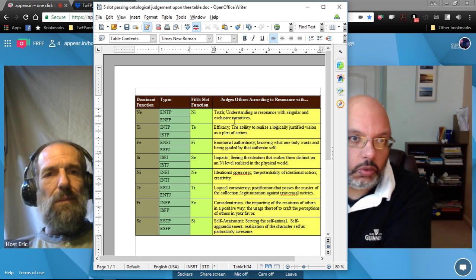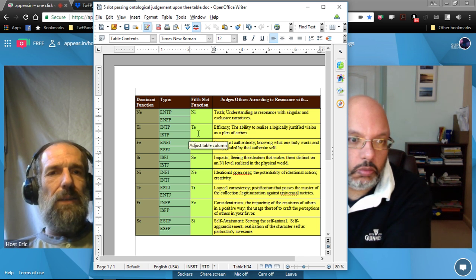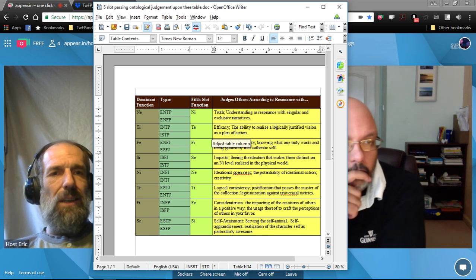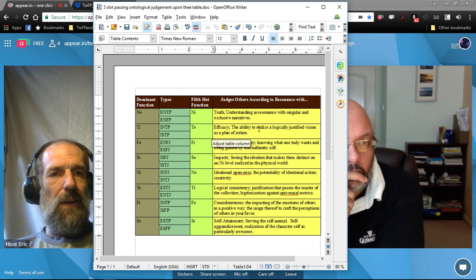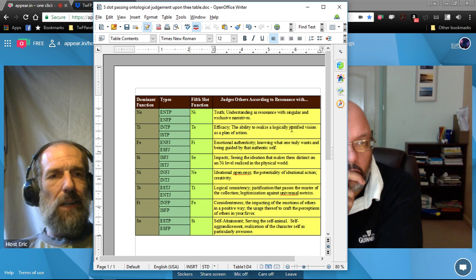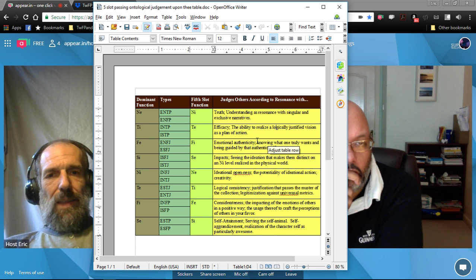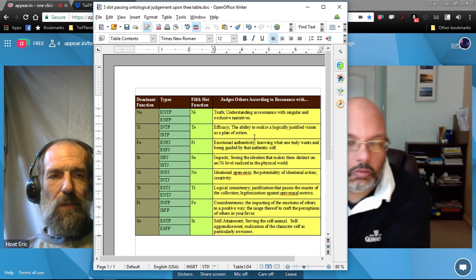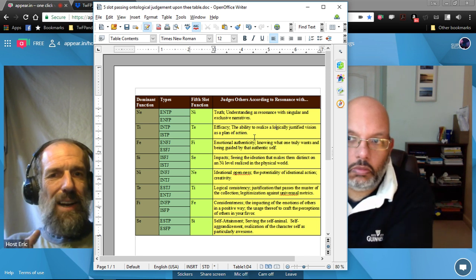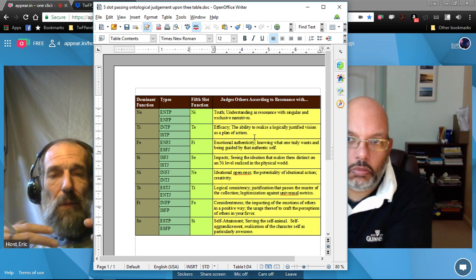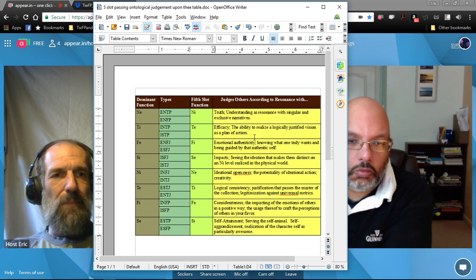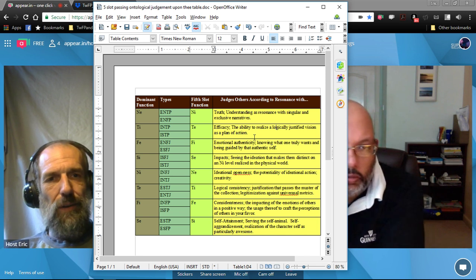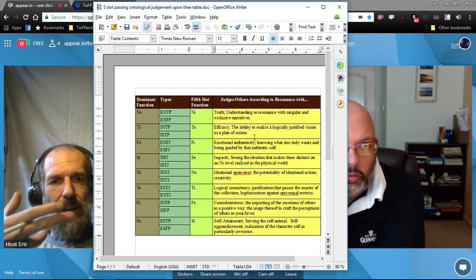For the TI DOMs, INTP, ISTP, their fifth slot function is TE. That means they judge others according to resonance with efficacy, the ability to realize a logically justified vision as a plan of action. The other thing to note here is that you kind of assume your own commitment to your fifth slot value. So I don't really question my own commitment to truth, even though what I do is very squirrely. I'm always able to argue the other side of things, right? But I don't seem to ever question my own commitment to truth. I think this is true for all the fifth slot valuings.